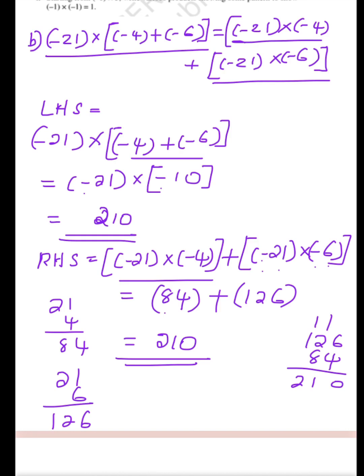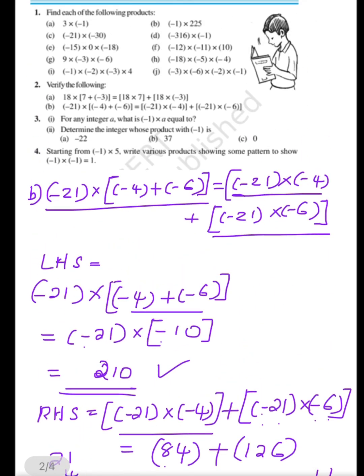So in the RHS also we have got the answer as 210. LHS also we have got the answer as 210. So we can say that LHS is equal to RHS, or you can say that this question, minus 21 into minus 4 plus minus 6 equals minus 21 into minus 4 plus minus 21 into minus 6. Okay, we have verified that both sides are equal. Okay, so in this way you can do the second question. Understand? So this is all about the second question.